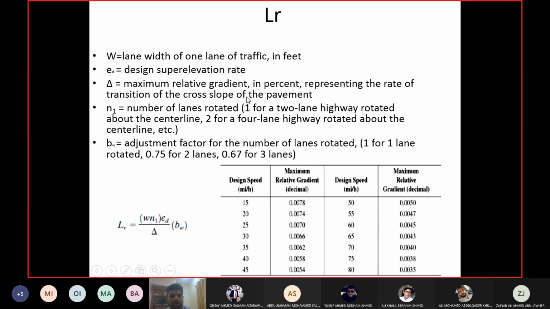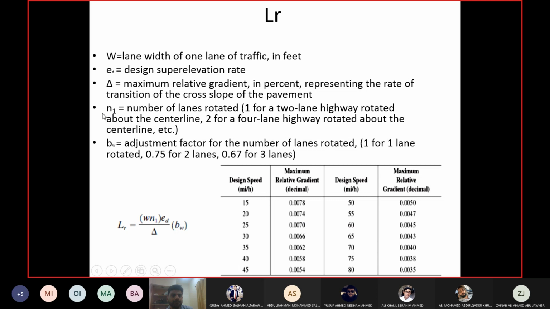Okay, so delta depends upon the speed, and you have this table here. If you know the design speed of the road, you can get the value of maximum relative gradient from here. It is given in decimals, but you can represent it as a percentage as well. But for the equation we need it in decimals. When you put delta in that equation, you want it in decimals.